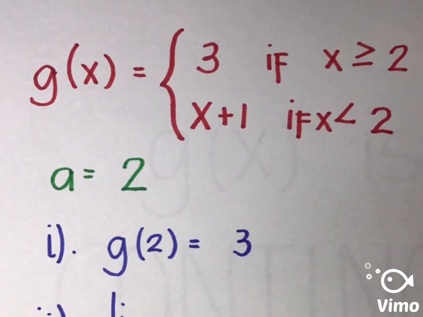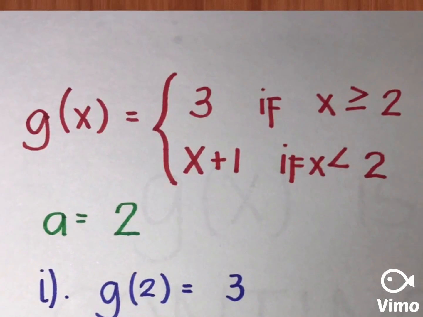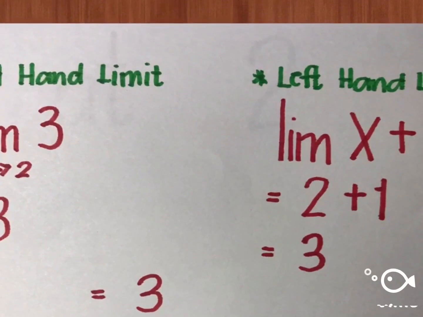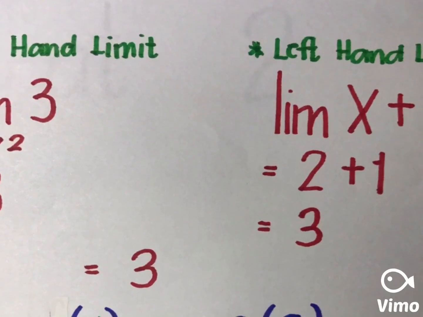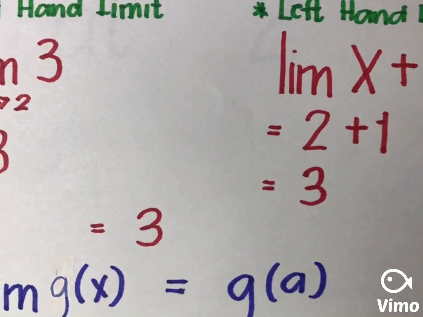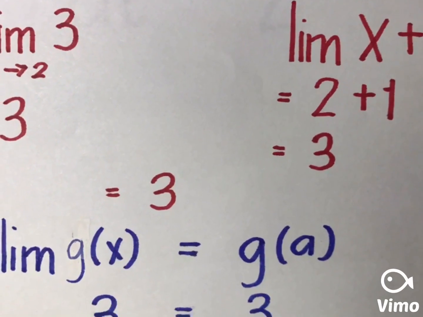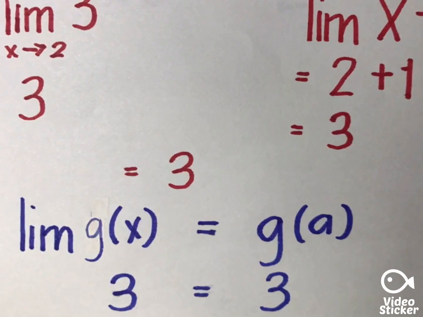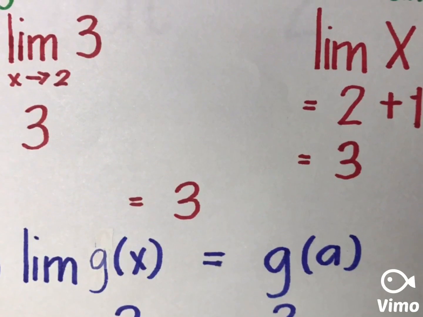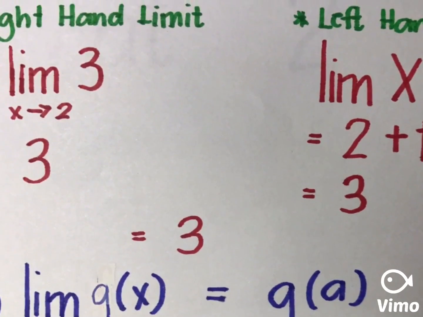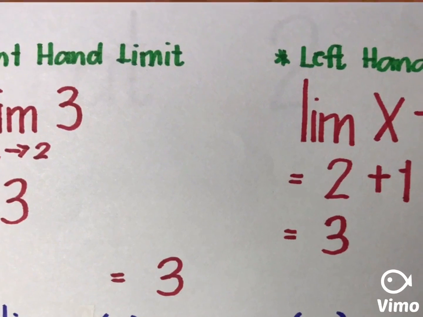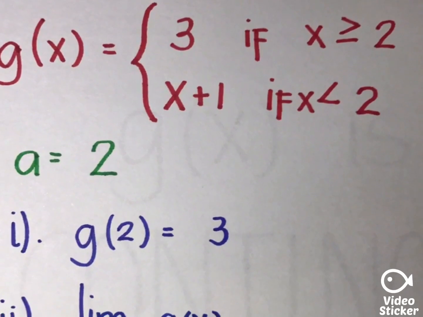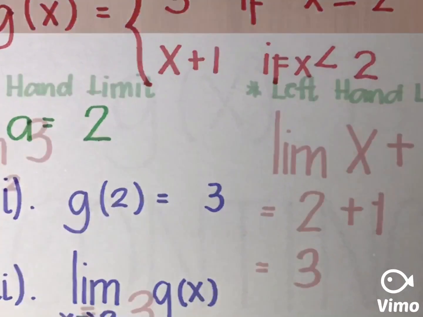Second condition, the limit of g of x as x approaches 2. First, you will get the right-hand and left-hand limits. If a is equal to 2, then g of 2 is equal to 3. Therefore, g of a exists. Second condition, the limit of g of x as x approaches 2.